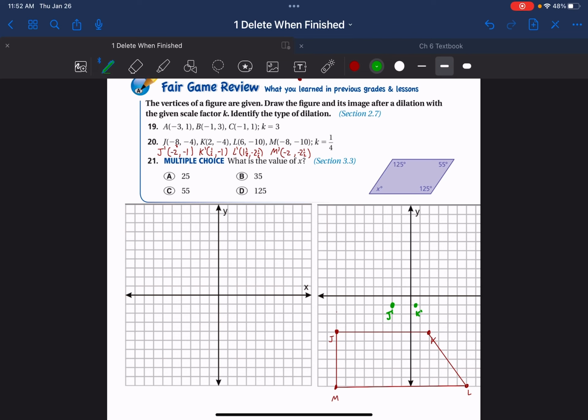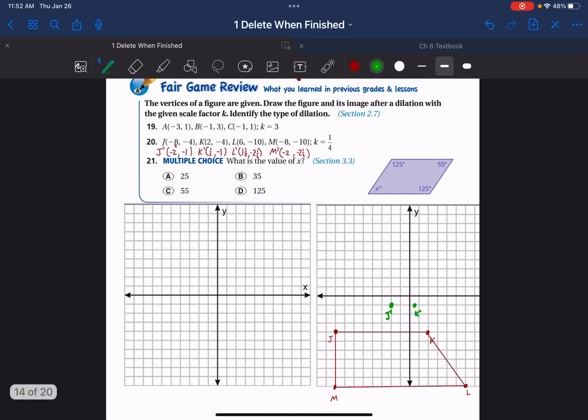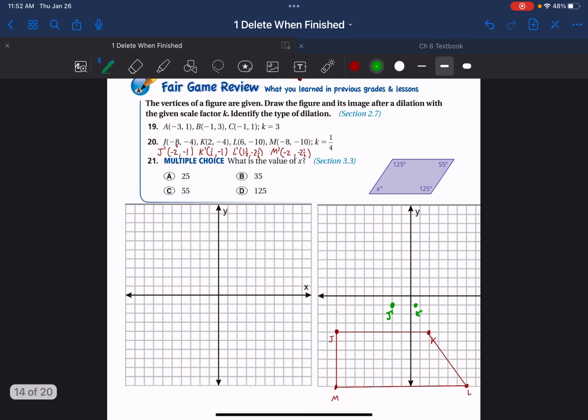L is over 1.5 and then down 2.5. Oops, I think I did that one wrong, over 1.5, down 2.5. He's just going to be hanging out in the middle of nowhere. That was L prime. And then M prime is back 2, down 2.5, so this guy's going to go down 1, 2.5 right here.